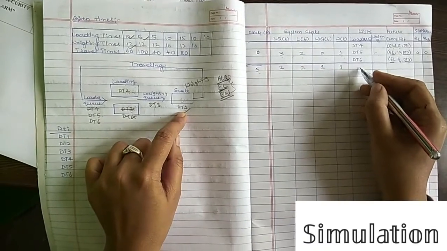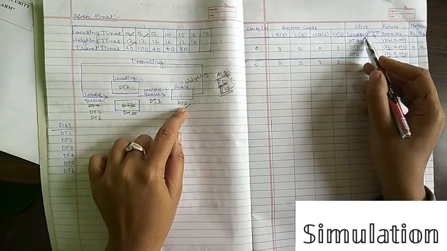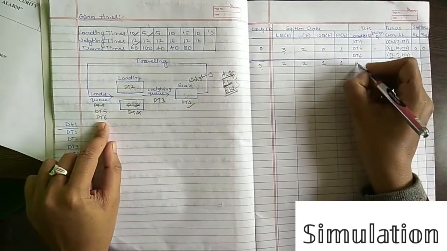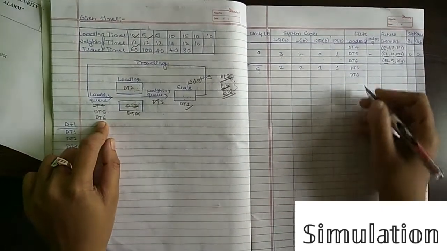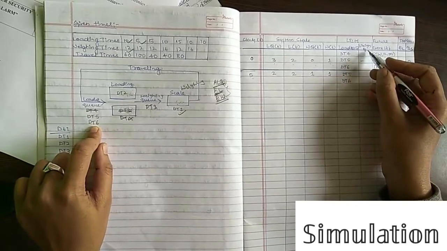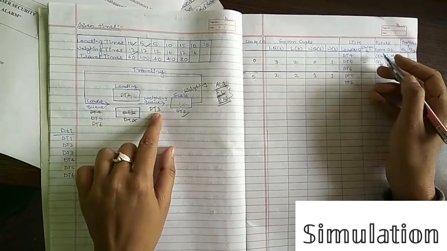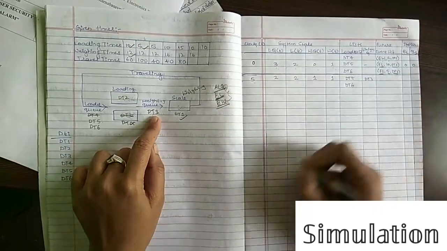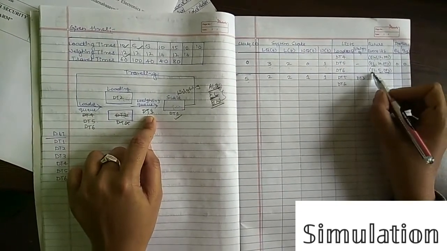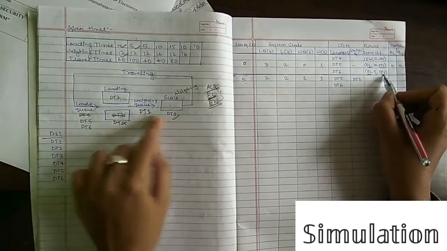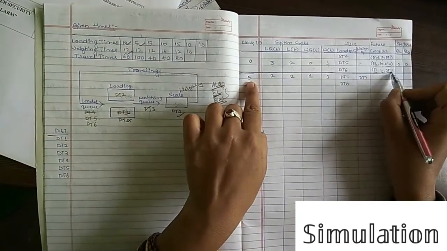Here what we are going to write is the actual trucks which are waiting in the loading queue, that is DT5 and DT6. 2 trucks are waiting. Are there any trucks in the weighing queue? Yes, it is DT3. This is done. Now coming to the event list, this EL5 DT3 is over because 5 has come here, this has gone.